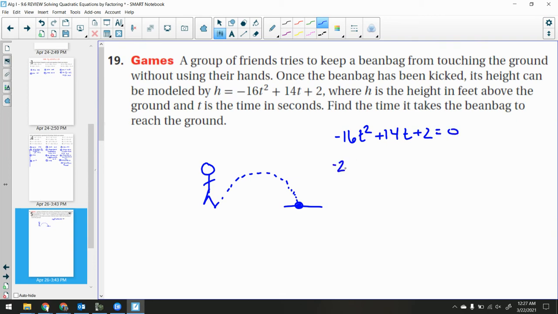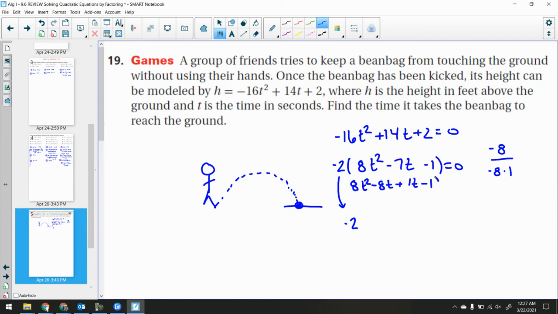We factor out a negative 2 because it leads to the negative 8t squared plus 7t minus 1. So now we have factors of negative 8 that add to get to negative 7, which are negative 8 and positive 1. I'm going to bring down this negative 2 here in a second. So we have 8t squared minus 8t plus 1t minus 1. Hard to see here. And now I keep going.